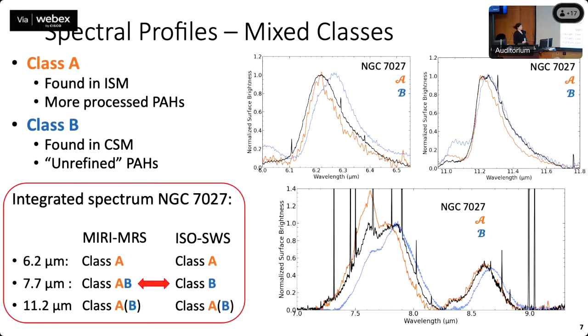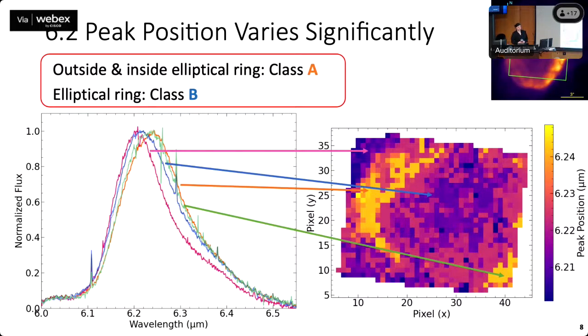But what happens when we look at different regions across the nebula? Well, we see a lot of variation. If we start with the 6.2, we can see that the peak position varies significantly. This map shows the peak position of the 6.2 feature, and we see that outside and inside the elliptical ring, the more purple pixels, show a Class A, whereas the elliptical ring itself, which is traced by the yellow, shows a Class B profile.